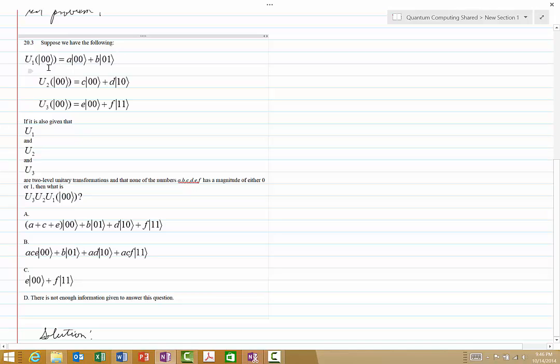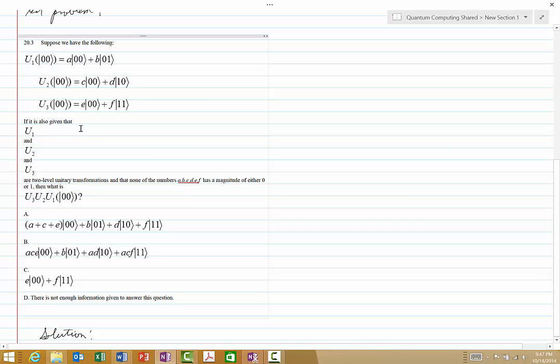U1 is a two-level unitary transformation that acts on 0,0 and yields A|0,0> plus B|0,1>. U2 is a two-level unitary transformation that also acts on 0,0, but it yields C|0,0> plus D|1,0>. And U3 is a two-level unitary transformation that acts on 0,0 and gives E|0,0> plus F|1,1>. Actually, I've gotten a little bit ahead of myself. These statements do not imply necessarily that these unitary transformations are two-level, but that's given in the following information. So here's the action of U1, U2, and U3 on the 0,0 ket.